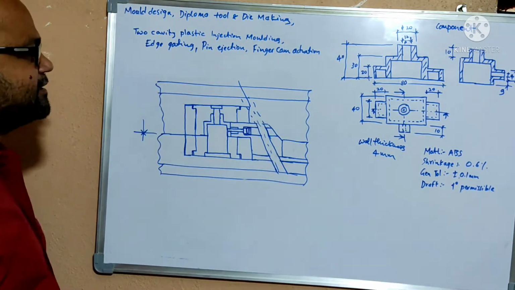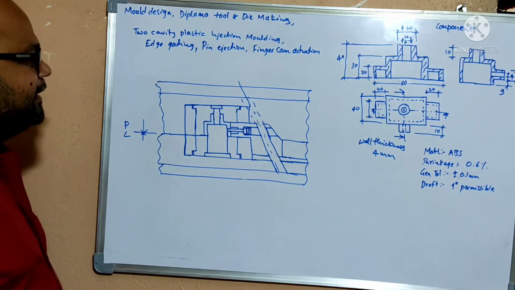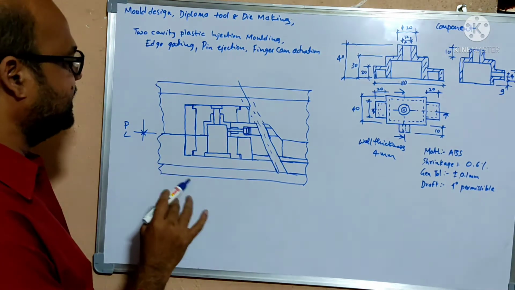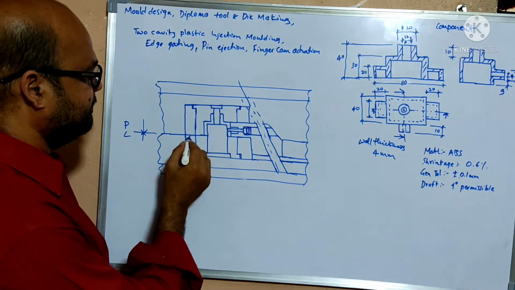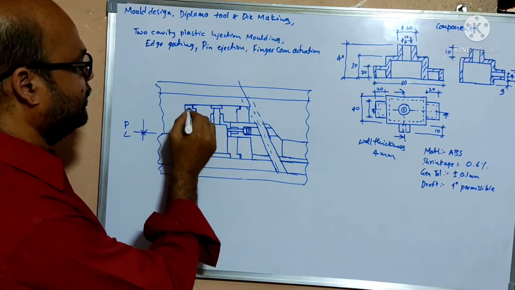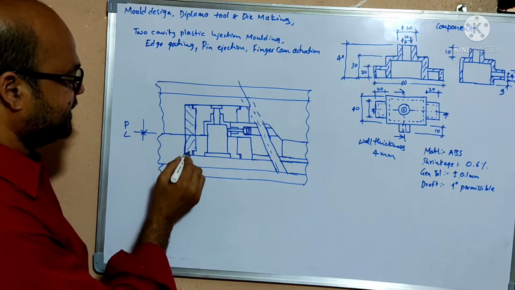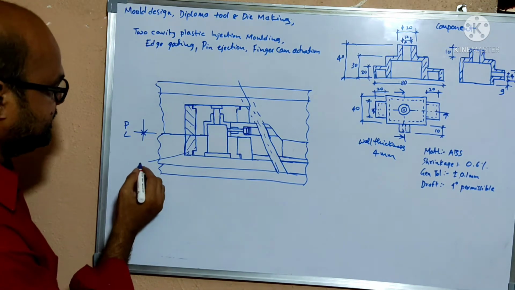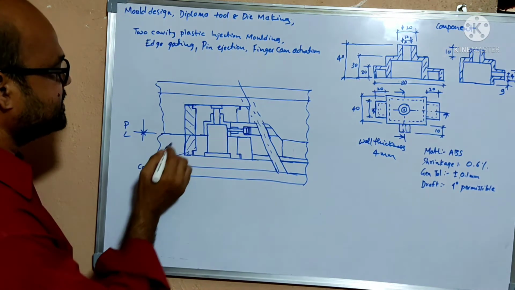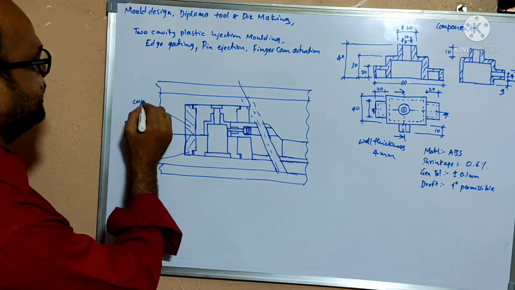You are going to observe this is the top plate, and this one is the parting line, and here is the insert. The main core insert is here. This one is the core insert, and this one is the cavity insert. I will write it down for you. This is the core insert, and this one is the cavity insert.